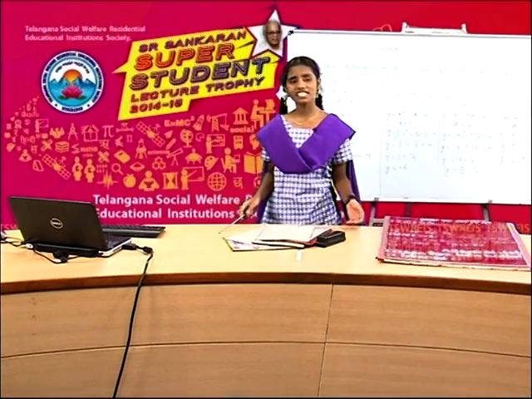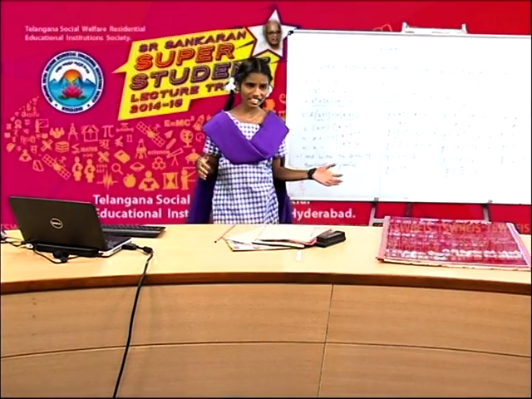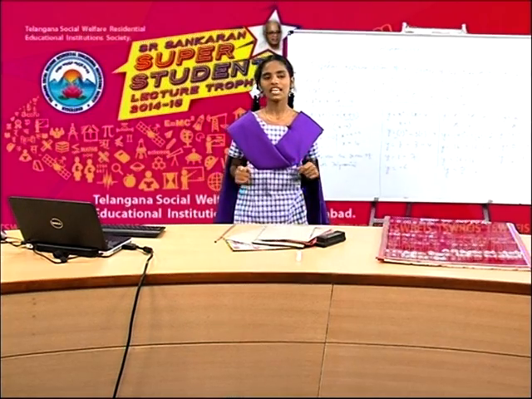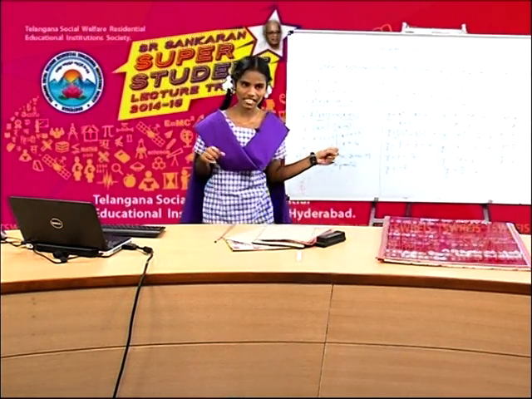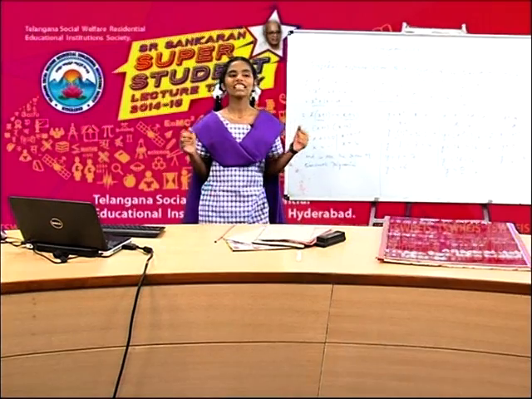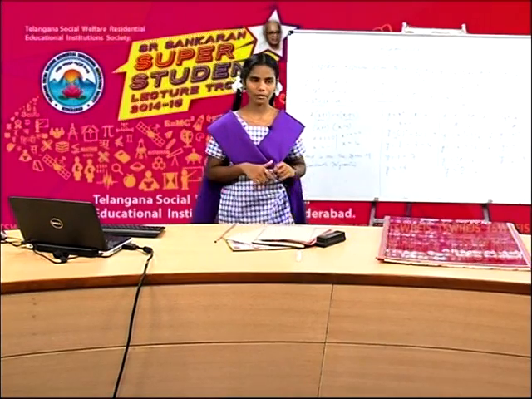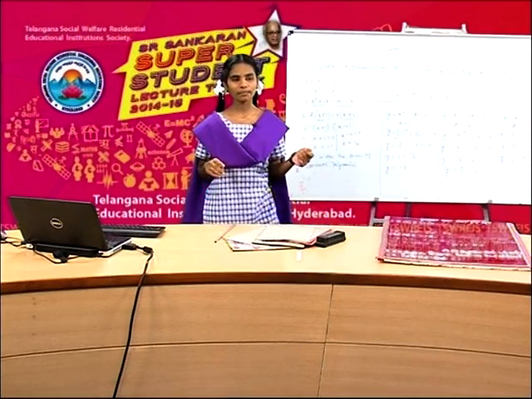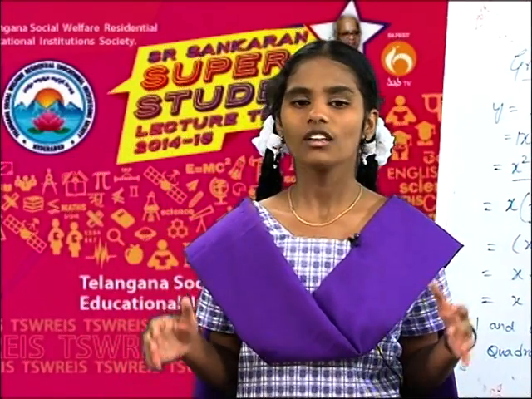Next, friends, in polynomials we have a degree of polynomial. Degree of a polynomial means the highest power of a variable in a polynomial is called the degree of the polynomial. For example, 5x square plus 3x power 4. If you see this polynomial, the highest power is 4, so it is called the degree of the polynomial. In this, the degree is 4.